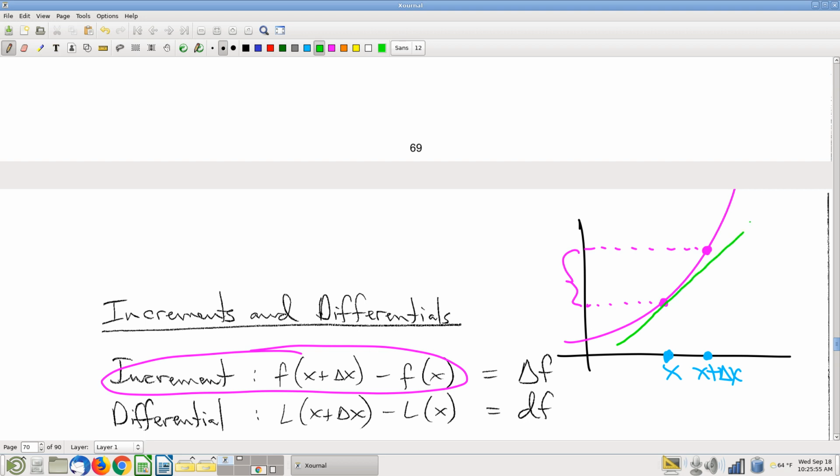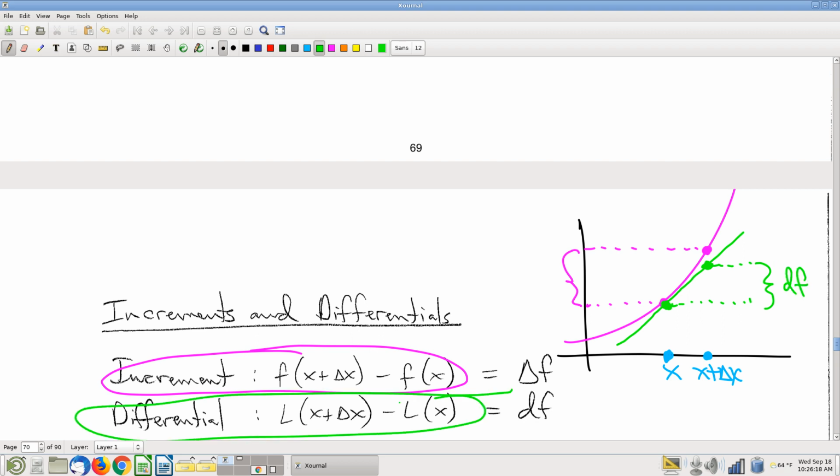Right, there's that tangent line. This is the graph of the linear approximation. The linear approximation's value is there. Next value is there, and you can look at that difference. That's df. Not to be confused with delta f there. Okay, so hope that rings a bell, right?